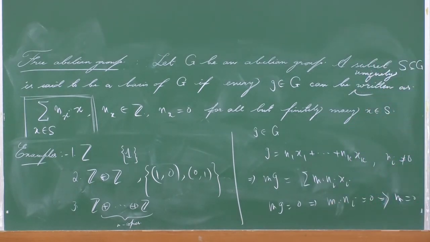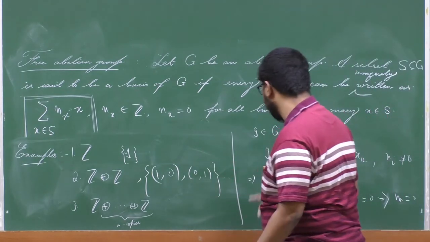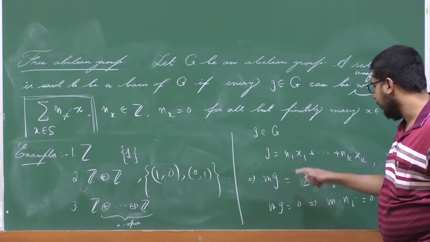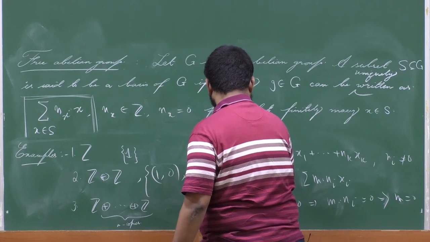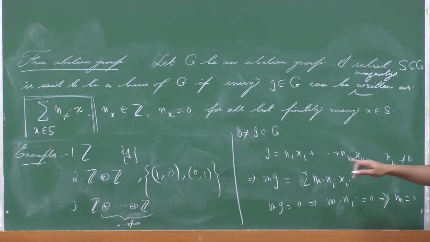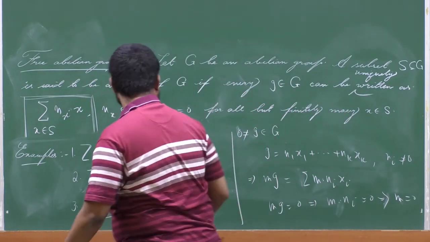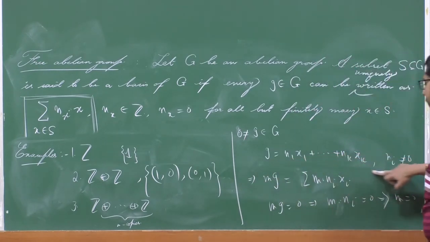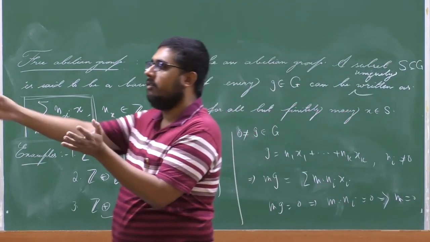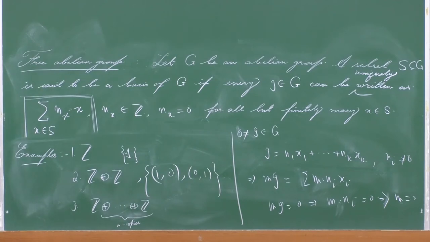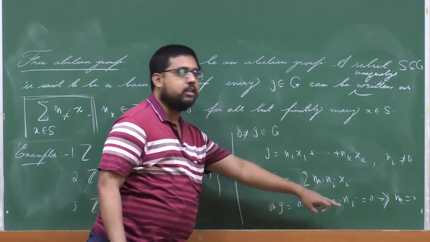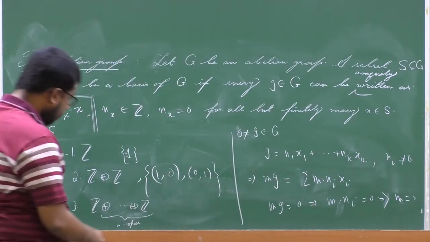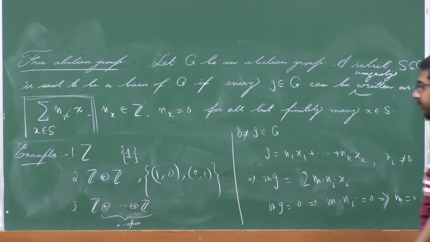Okay. So what does that show? It shows that if a group admits a basis, then whatever non-zero element you take, we must have such an expression with at least one ni non-zero. So if S is a basis of an abelian group G, then if you take any non-zero element, there exist a k and non-zero integers n1 up to nk such that g can be written like this, and then we see that g cannot have finite order. Okay, so if an abelian group admits a basis, then all non-identity elements will have infinite order.